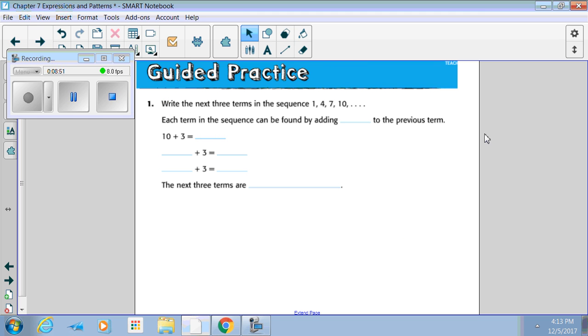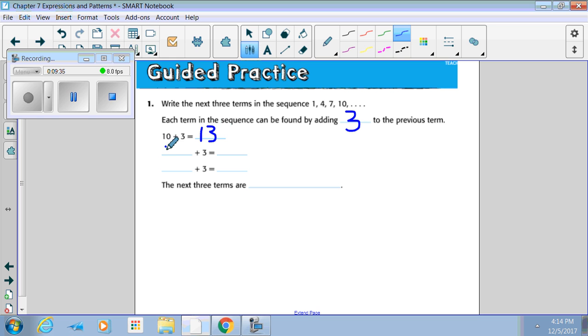On the guided practice, write the next 3 terms in the sequence. 1, 4, 7, 10. Well, if you just kept reading, it tells you each term in the sequence can be found by adding. So we know that we need to add. Well, 1 plus what gives us 4? I bet you're already shouting it into your computer. It is 3. Does that keep applying? Is 4 plus 3 7? Yes. Is 7 plus 3 10? Yes. So to continue our term, we take that 10 and we're going to add 3. That gives us 13.